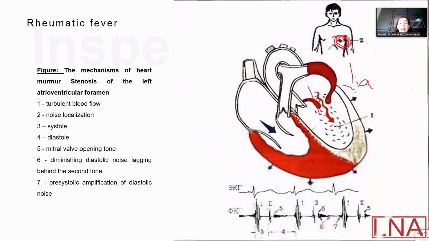In case of mitral stenosis, you can identify the click of opening of the mitral valve, yes, after the second tone and before the first tone, and a diminuendo diastolic noise lagging behind the second tone, with some presystolic amplification, or diastolic noise. Now, it's very hard to identify this presystolic amplification during auscultation. In fact, the most important thing is that it's a diastolic problem, a diastolic murmur on the apex.